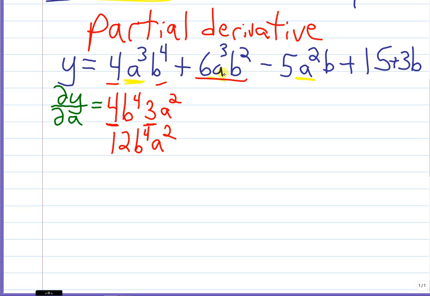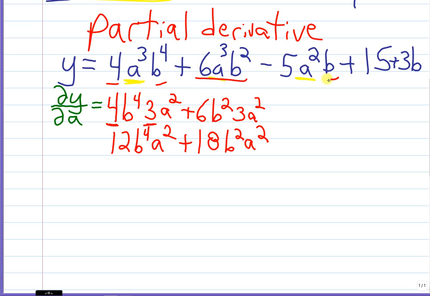The 6 and the b squared we treat just like they're constants because they don't affect the slope with respect to a. So we just write them down. 6b squared. Now we take the derivative of the a cubed term again. Well, it's the same thing we did before. It's 3a squared. And now we can collect the 3 and the 6. 3 times 6 is 18. So here we go. 18b squared a squared.